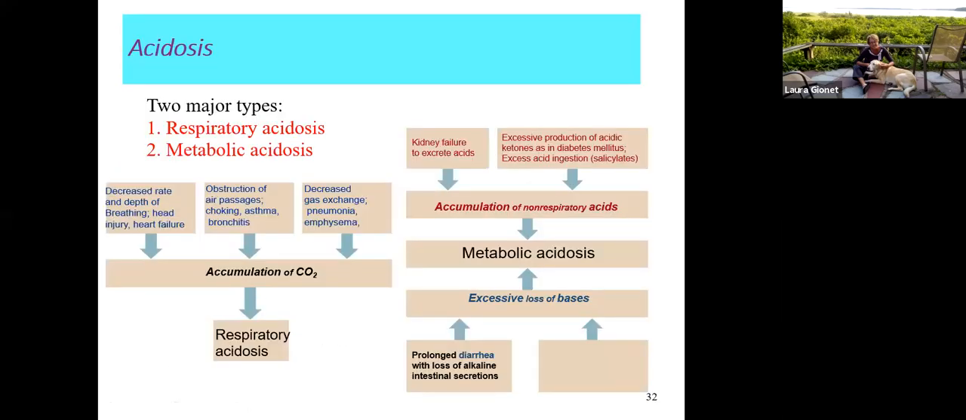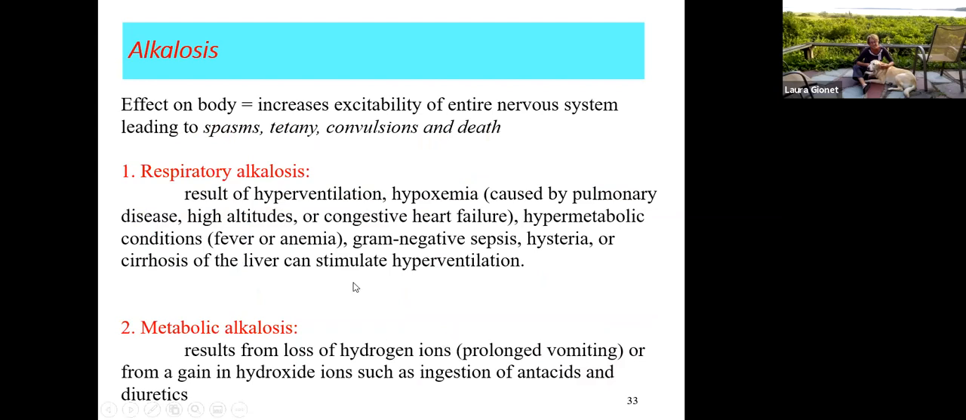We could have either acidosis, from a respiratory etiology or a metabolic etiology. So if you have respiratory alkalosis, it's nine times out of ten due to some kind of hyperventilation issue. Why you're hyperventilating, you just have to look at what's going on in the patient's history. Reasons would be down below here: a hypermetabolic condition, fever or anemia, gram-negative sepsis, hysteria. Cirrhosis of the liver can also stimulate hyperventilation, but we're not going to get into that too much. So let me go back to the top.